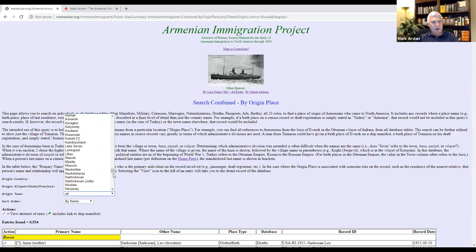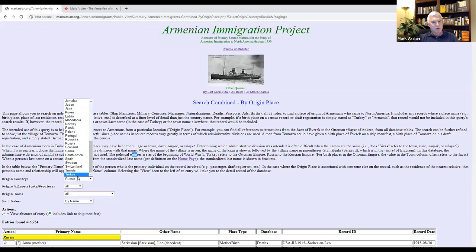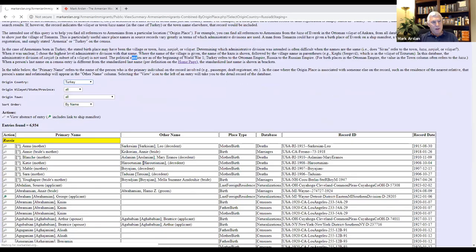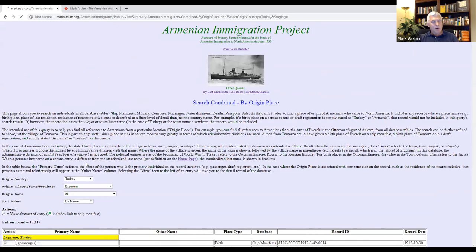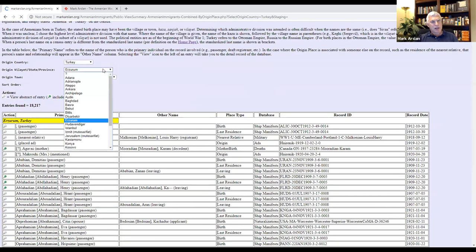So let's say I want to look for a town in Turkey. Now I go back here, I change the country to Turkey, which was the Ottoman Empire. And then it presents all the different vilayets that were in Turkey. Remember that big map I had that had all those colored regions within the Ottoman Empire? Those are the vilayets, or provinces. And I don't know, anybody here from Aleppo?